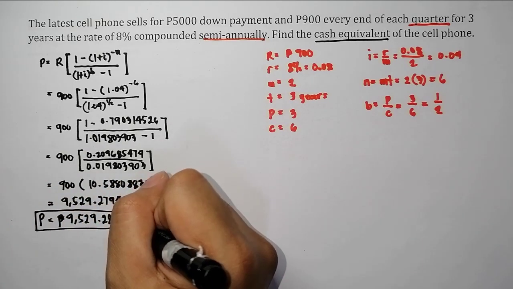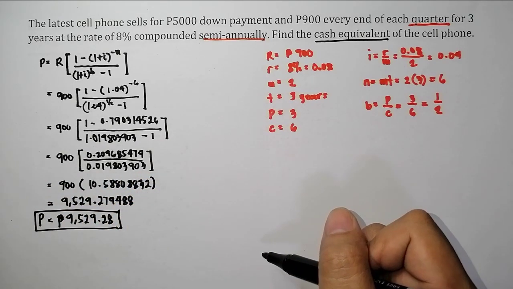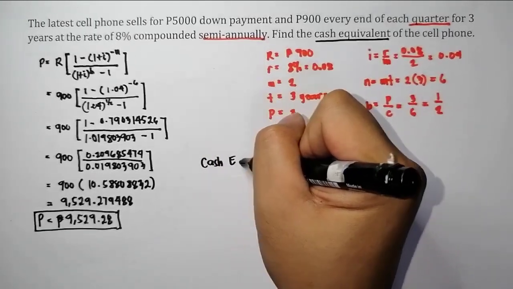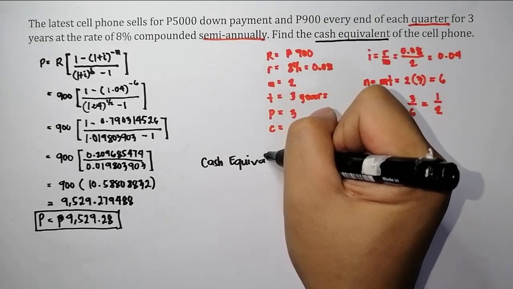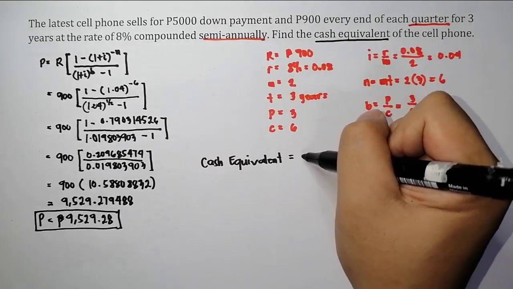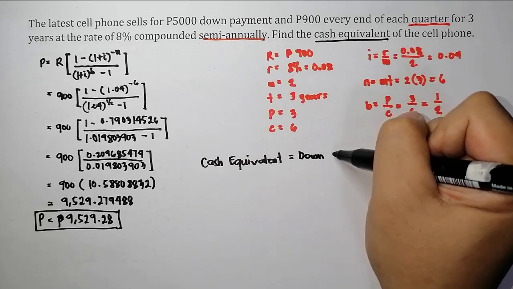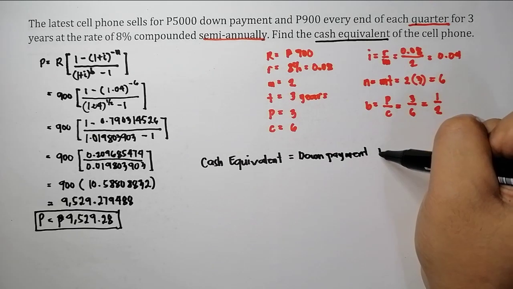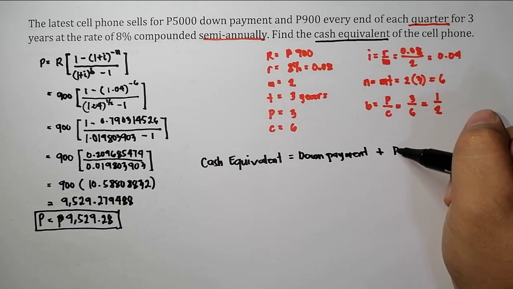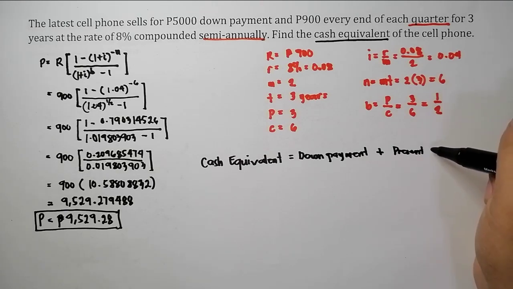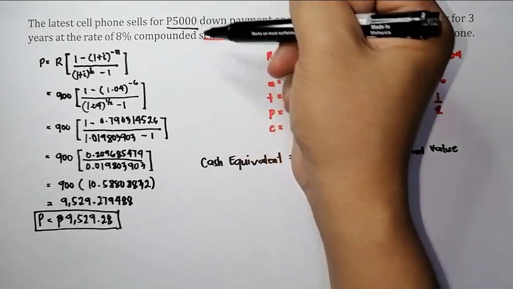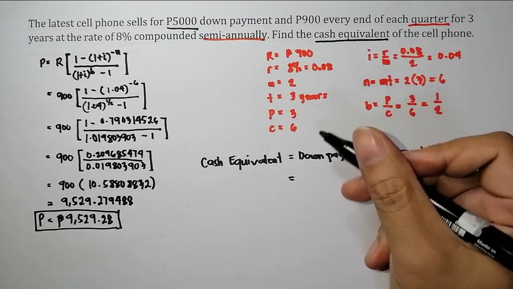But notice na ang hinahanap natin dito ay yung cash equivalent. So pag sinabi natin cash equivalent, this is equal to our down payment plus yung present value ng ating annuity. So since meron tayong down payment, kung mapapansin niyo sa ating given, meron tayong 5,000 dito na down payment. So i-add lang natin yan.